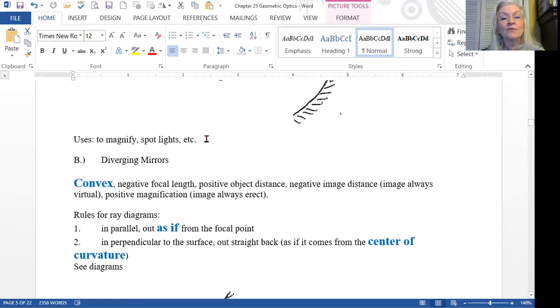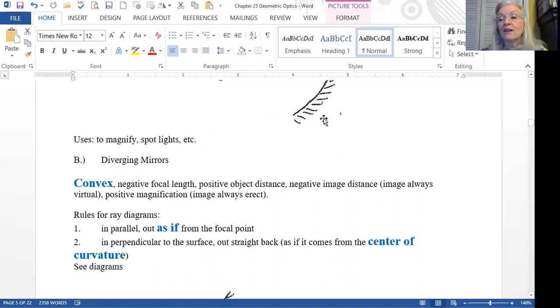Some uses for these kinds of mirrors would be for magnifying mirrors. I know I have a magnifying mirror in my bathroom. If you want to try this out, you can take a spoon and hold it really close to your face and look at yourself in the spoon, and then hold it away maybe at a distance and look at yourself and see what kind of images you see.